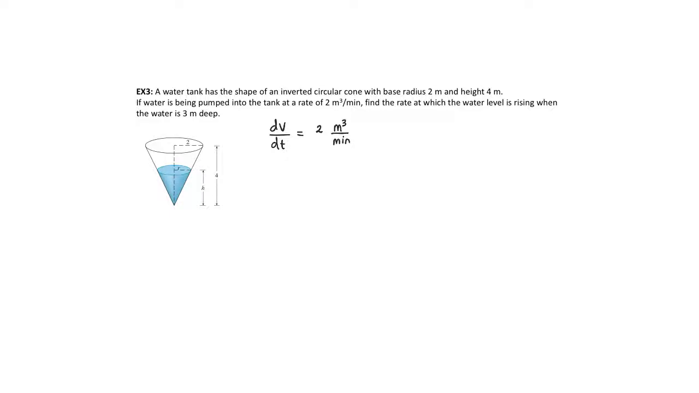Then they're asking us to find the rate at which the water level is rising. So as we are pumping water into the cone, we will see how the height is going to start changing. We want to know the rate of change of the height with respect to time. So that means that dh/dt is the rate that is unknown. Find the rate at which the water level is rising exactly when the water is 3 meters deep. So when h is equal to 3 meters.